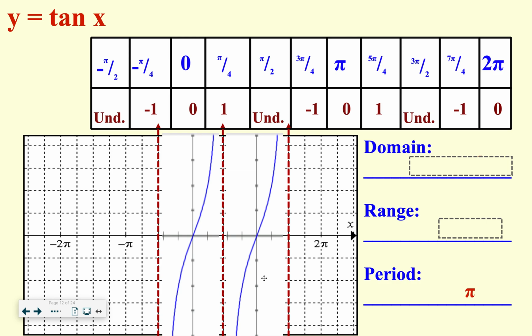Your domain is not all real numbers because of your asymptotes. So how do you state your domain? It's everything except pi over 2 and any integer multiples of pi over 2. So pi over 2, that would be this first asymptote, times 1, pi over 2 times 2, times 3, etc., etc. And your range, you can see, is all real numbers. Probably you can see that quite well. So there is your tangent graph. And now, as you can imagine, we'll be shifting these and reflecting these and all sorts of good stuff.